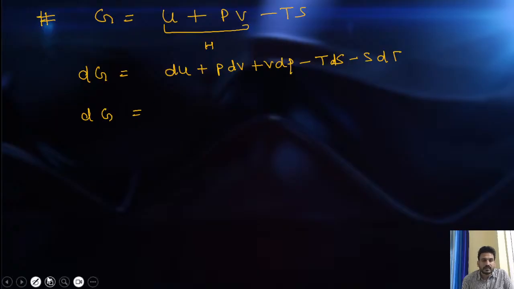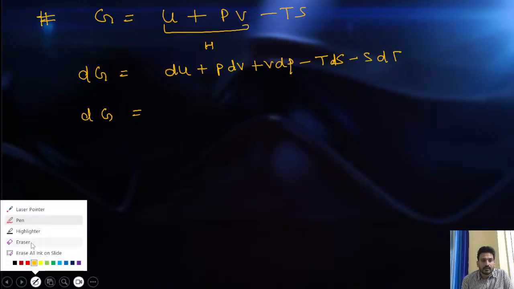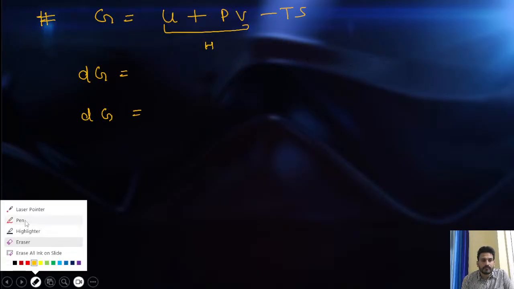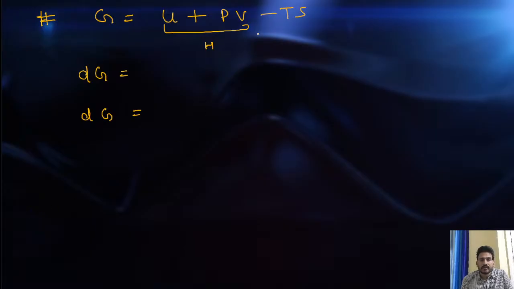Just write like this. It is U minus TS plus PV. U minus TS is my A. So it is A plus PV. I write it like U minus TS is A plus PV. So G is equal to A plus PV. And after differentiation, dG is equal to dA plus PdV plus VdP, right?